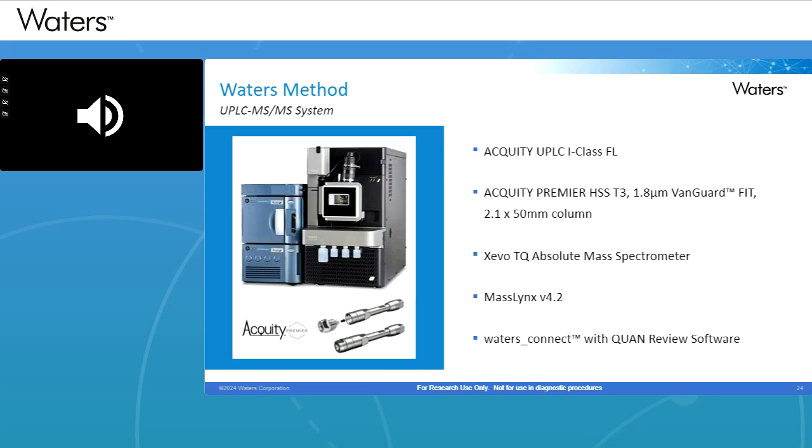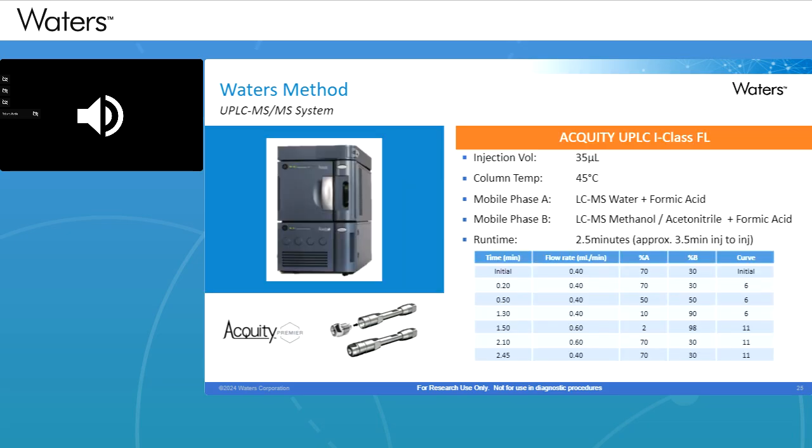For the LCMS analysis, an Acquity UPLC I-Class FL system was used to perform chromatographic separation, and this was done on an Acquity Premier HSS T3 column. Detection was performed on the analytically sensitive Xevo TQ Absolute, and this was controlled using MassLynx. We then processed the data using the newly released Waters Connect with Quant Review software, and I'll show the software in a bit more detail later.